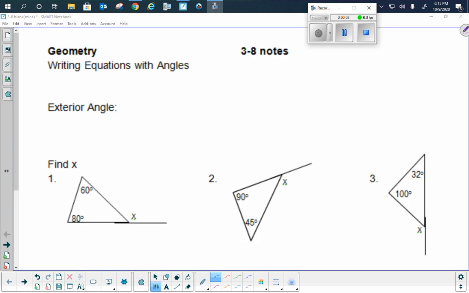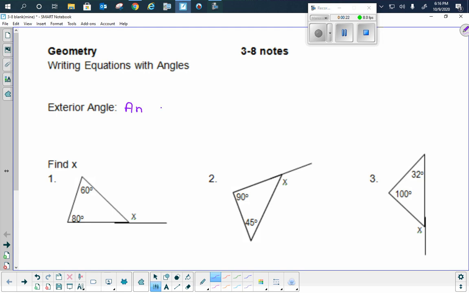So in 3/8 notes, we're going to be writing equations with angles. So we need to talk about an exterior angle first. So let's go ahead and write this definition. I want to be able to maybe draw a couple of pictures above it. Okay, so leave yourself a little bit of room.